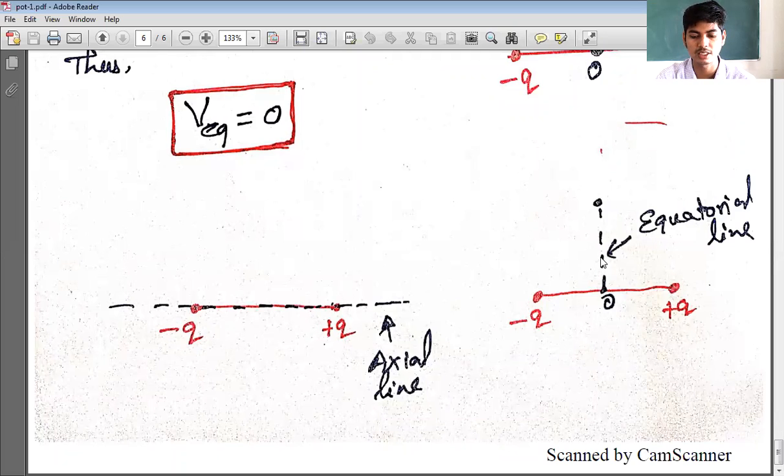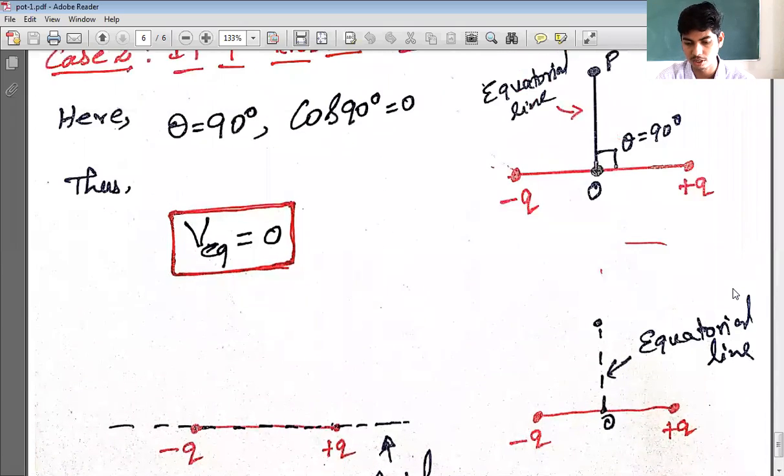This line is called the equatorial line. A line passing through the axis of dipole is called the axial line. A line passing through the center of the dipole and perpendicular to the dipole axis is called the equatorial line. Axial and equatorial lines, you remember, right?